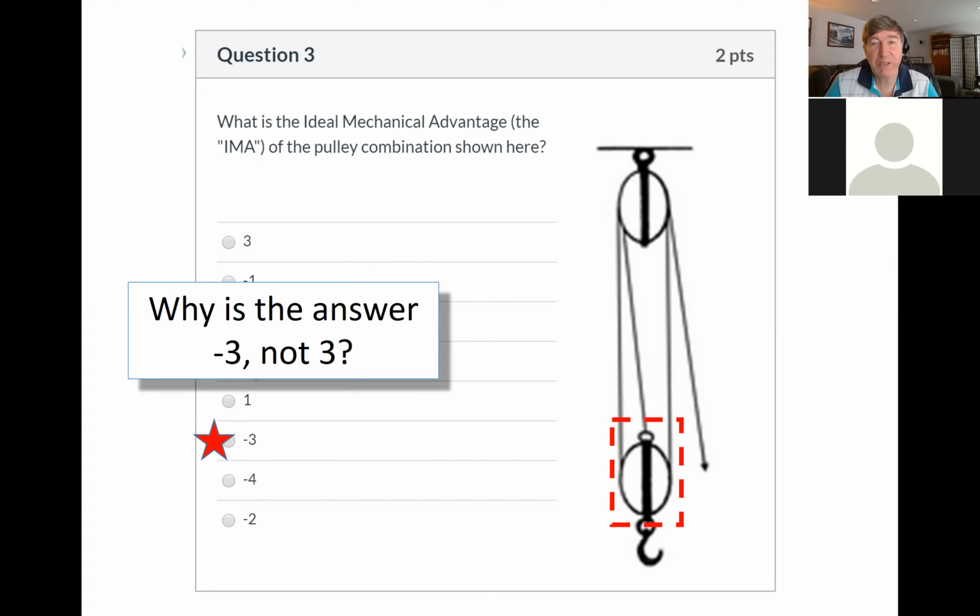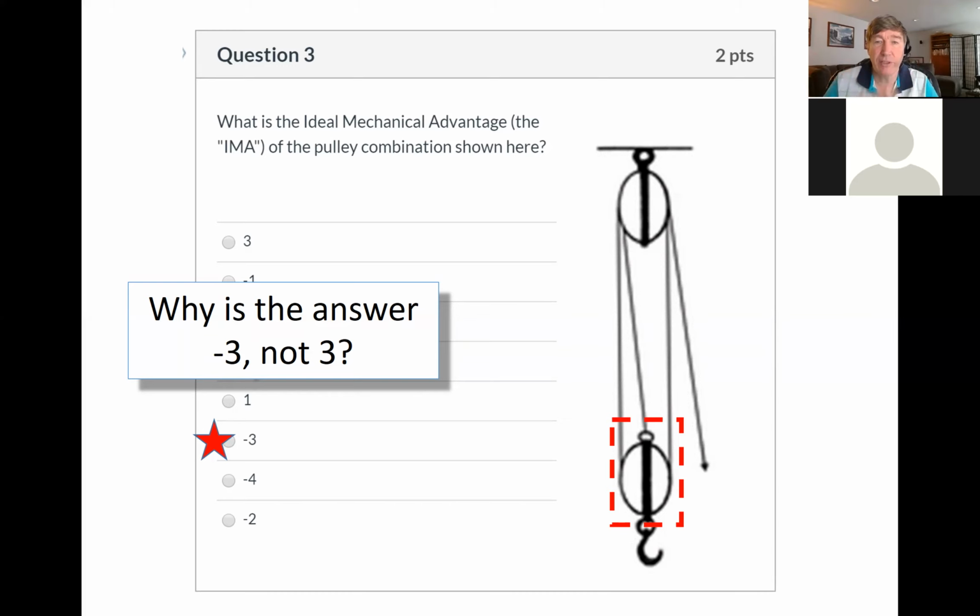I need somebody to type something in here. Okay, yeah, you've got it exactly right. If I pull downward, the resultant force is an upward force. They're opposite directions, so that's why the negative.